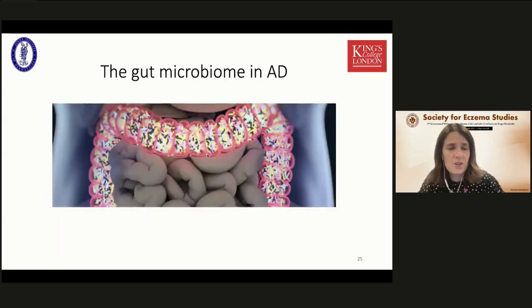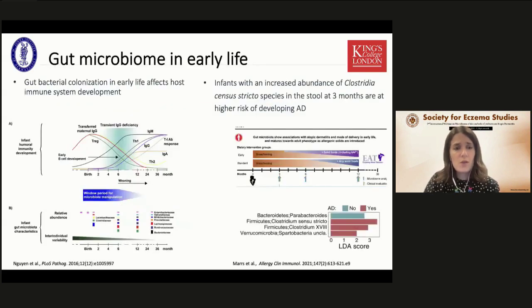And then finally, I just wanted to mention a bit about the gut microbiome in atopic dermatitis. So we know that the gut microbiome in early life is thought to be very important in the development of the immune system. So you can see on the left here that the immune system goes under huge development in the first 3 years of life, and the early colonizing gut bacteria also evolves a lot over the first 3 years. And it's thought that these changes in the gut microbiome may be important in the maturation and development of the immune system.